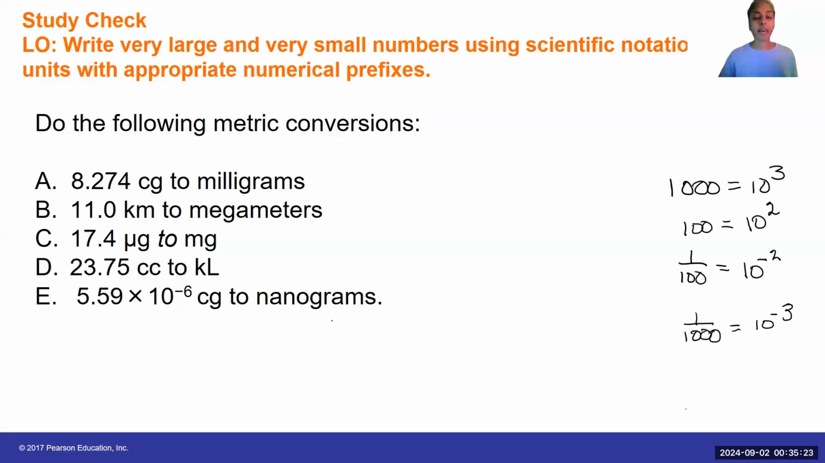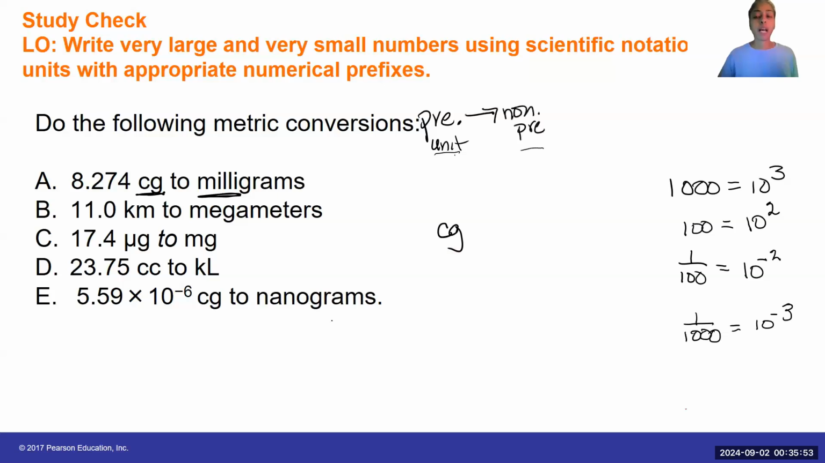Both of these have a metric unit or a prefix attached to them. So we have centigrams and we need to get to milligrams. In order to do these conversions, you can do multiple steps or one step. We have to get from our prefixed unit, which is centigram. We've got that little c in front to let us know that it's a prefix.